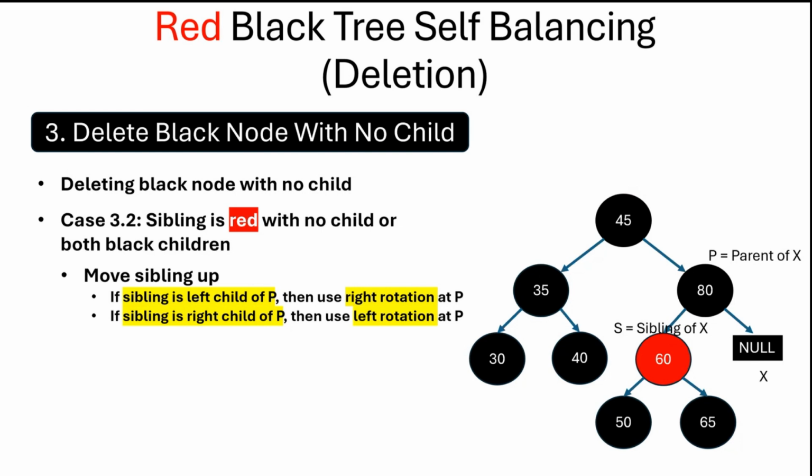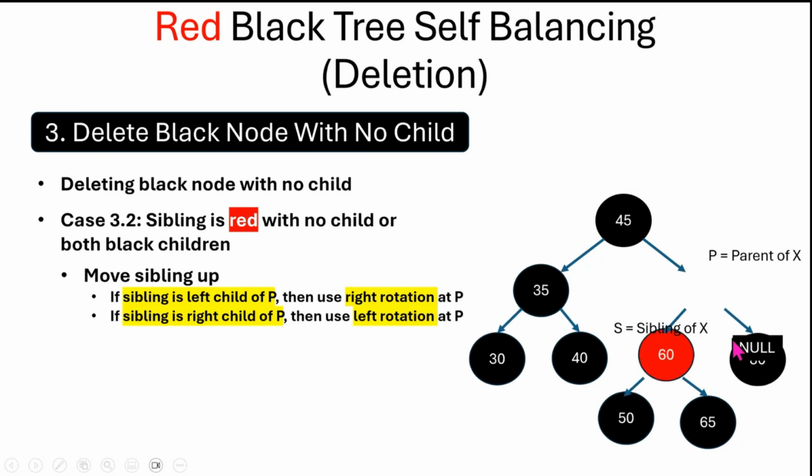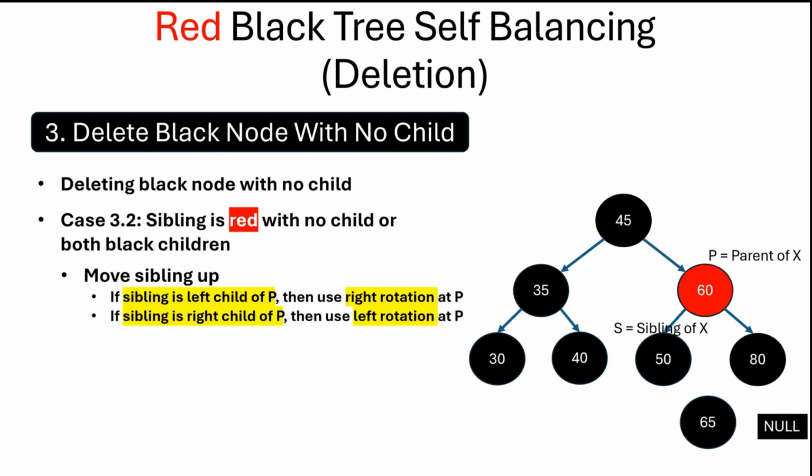What is left rotation and right rotation? That we have understood in detail in our previous AVL tree and red black tree videos. So please go and check it out so that you will understand the details mentioned in this video. Right? So the right rotation, because the sibling is the left child of P, we need to do right rotation here. So we did the right rotation, good.